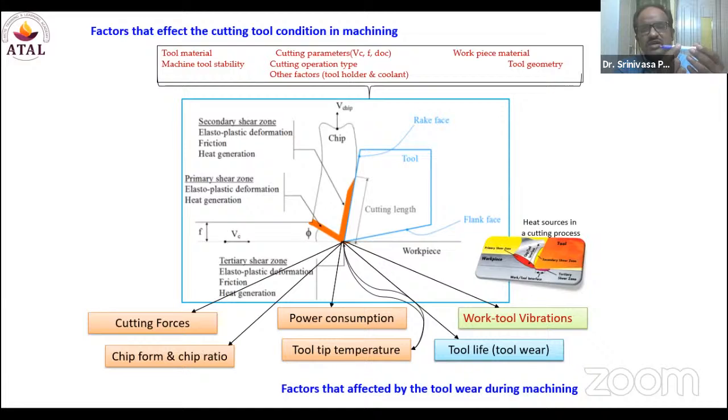Based on its VC value, that is cutting speed in meters per minute, when the cutter is kept on the spindle, it will start rotating with some RPM. It can be 3-axis machining or 2-axis machining. In 3-axis machining, the cutter will be in a rotating condition, and in 2-axis machining, the workpiece will be in a rotating condition.